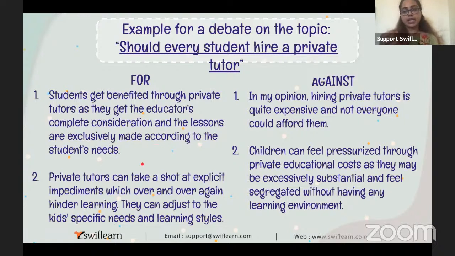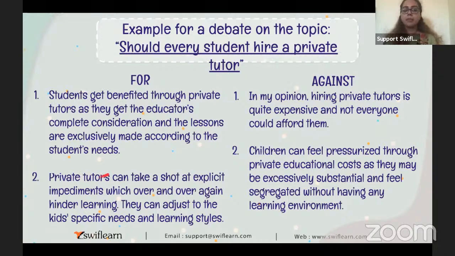See the point that has been put across, it has been explained. It's not only told that students require private tutors because it's personal. No, it's explained why it helps a student, why it helps the child improve on a different level than what it would do with a tutor who took a group. Okay, so that's your first point when you are for the argument that students should hire a private tutor.